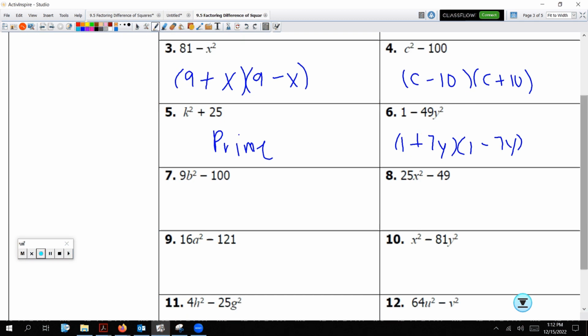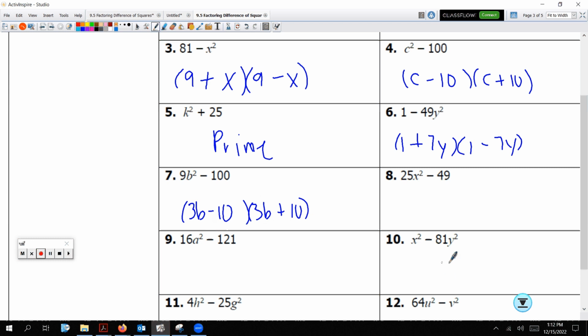All right, we'll do 2 more examples and then we'll go on to some other things here. So if I look at number 7, 9b squared and minus 100, both 9 and 100 are perfect squares. So I'm like, all right, I'm good to go. So 3b minus 10, 3b plus 10. Done.